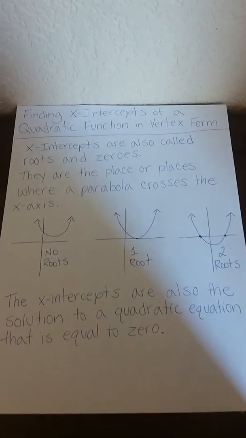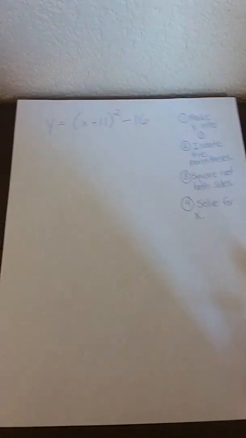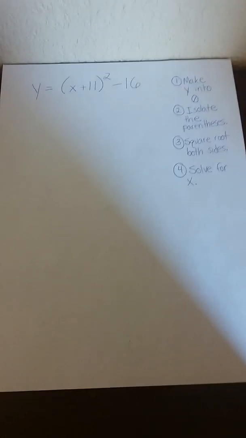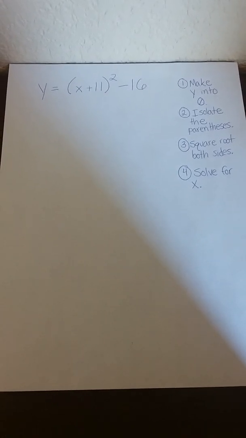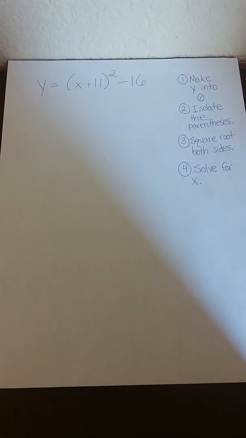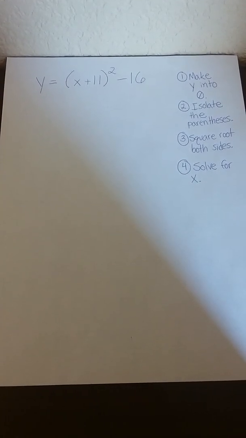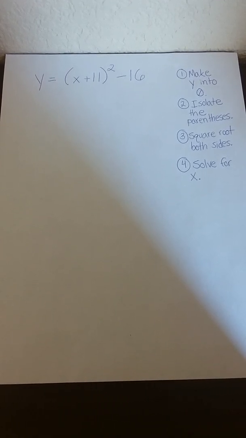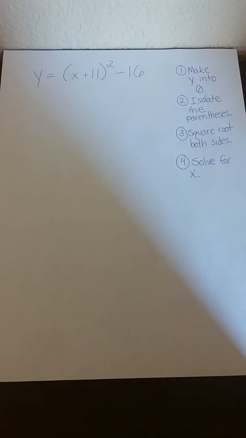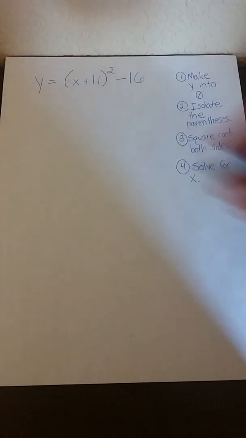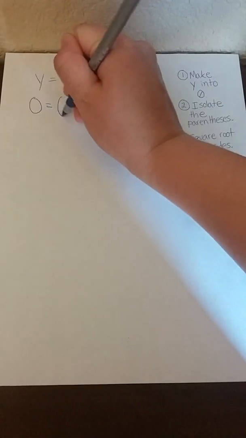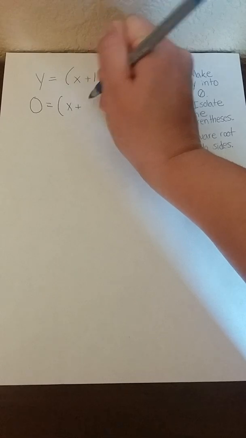Okay, let's look at an example where a quadratic function is in vertex form and how to find the x-intercepts or the roots of this. The first step is to make y into 0. The reason we make y into 0 is we are looking for x-intercepts. X-intercepts are on the x-axis, and on the x-axis, y is 0. So we're going to make y 0 since we're on the x-axis, and rewrite the equation with y as 0.